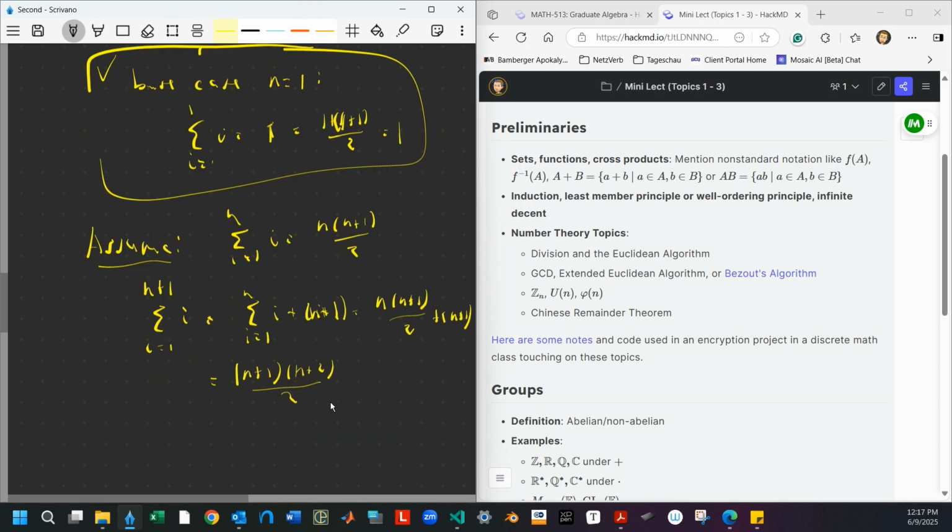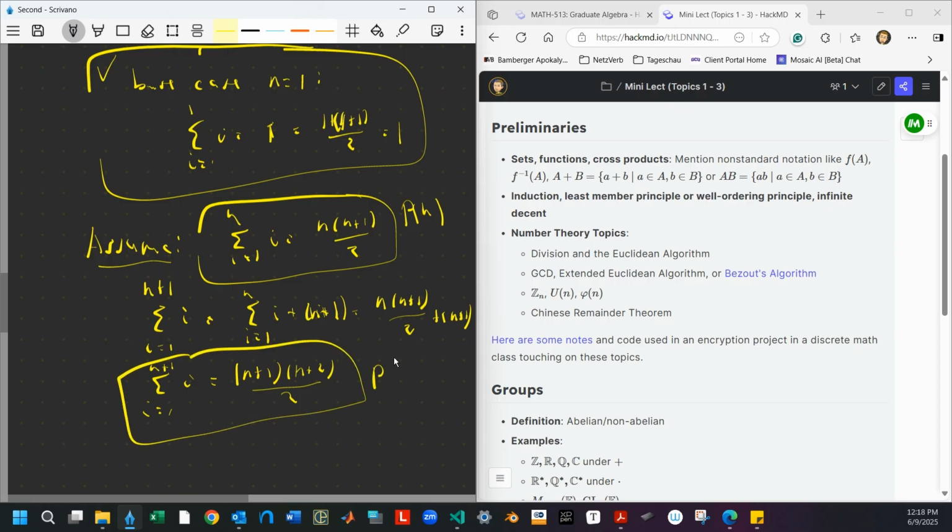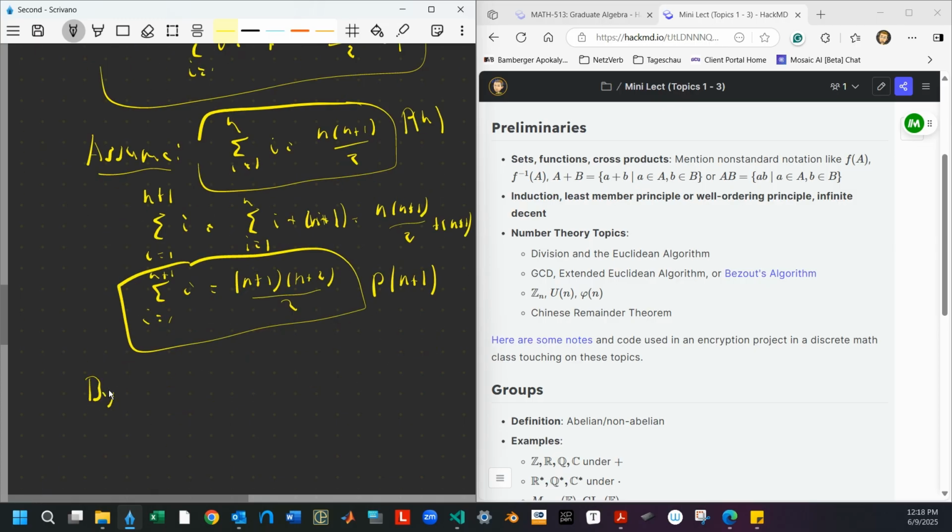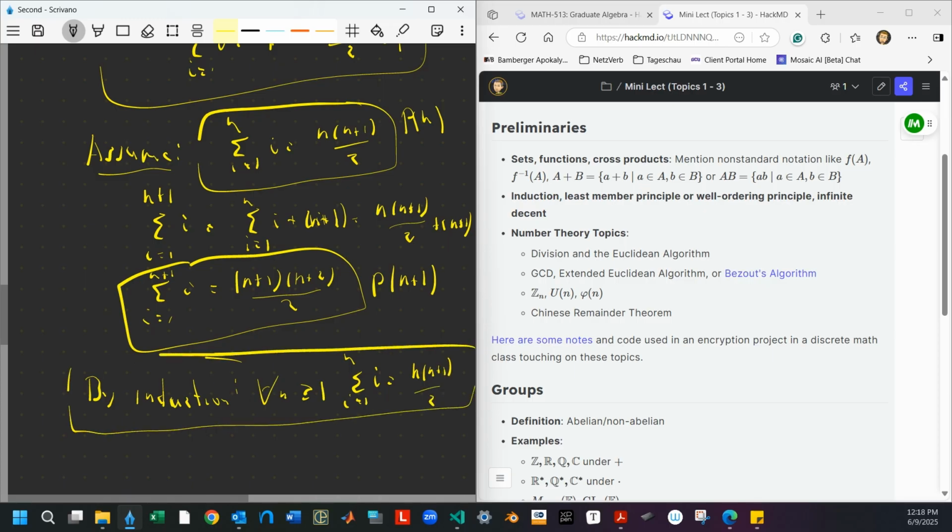Okay, so we assumed P(n), and we proved P(n plus 1). So we could say by induction, for all n greater than or equal to 1, the summation from i equals 1 to n of i equals n times n plus 1 over 2. Okay, this is one of the typical first examples of induction, a really simple example.